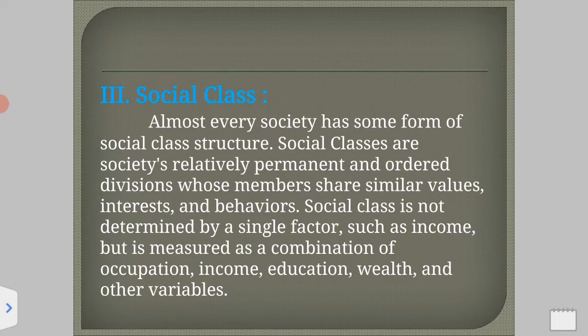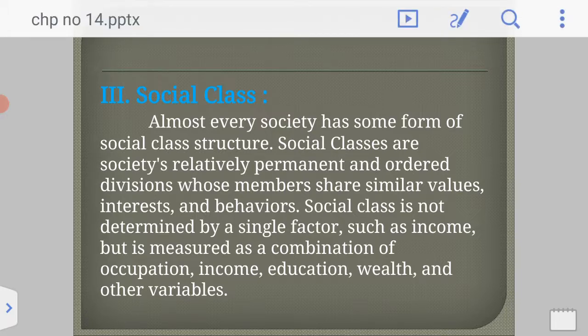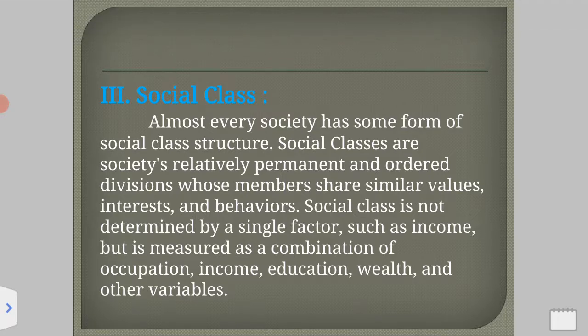Social class. Almost every society has some form of social class structure. Social classes are society's relatively permanent and ordered divisions whose members share similar values, interests and beliefs. Social class is not determined by a single factor such as income, but is measured as a combination of occupation, income, education, wealth and other variables.